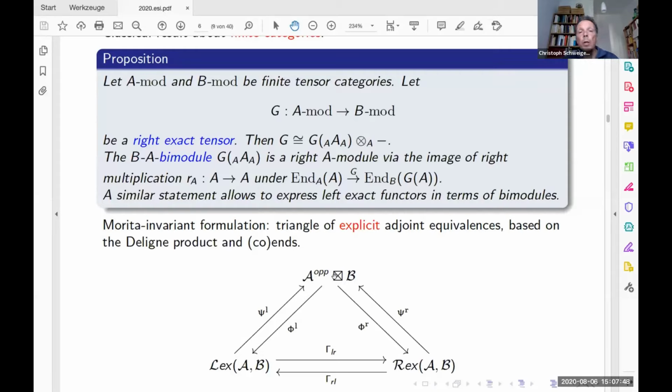Well, the linear product of A mod and B mod is A tensor B mod. It can be characterized by some universal property, as any decent tensor product should be. And before explaining what the functors Psi L and Phi L, Phi R and Psi R are, they will be adjoint equivalences. Let me look at some tool we will need a lot in the sequel.